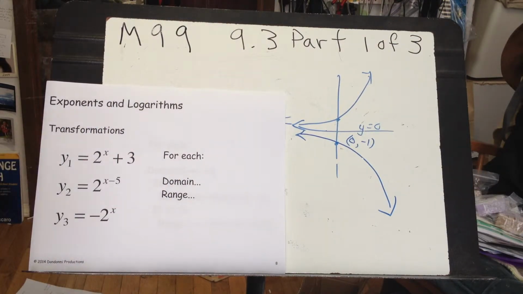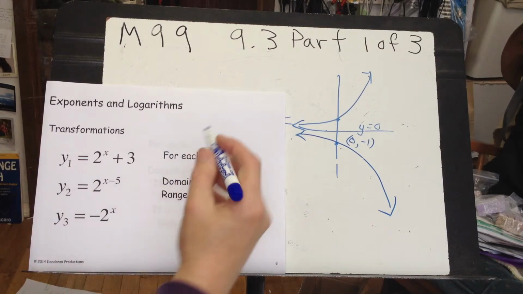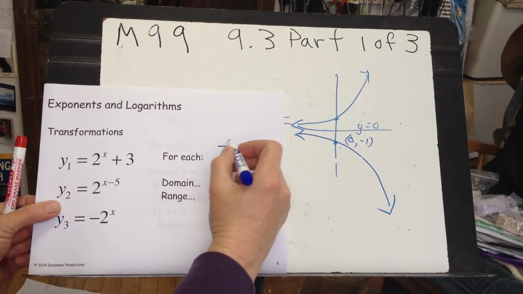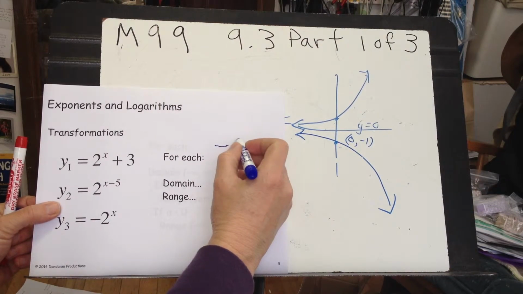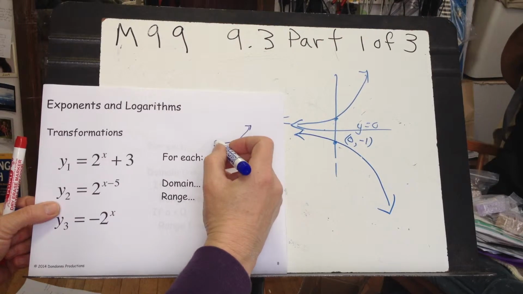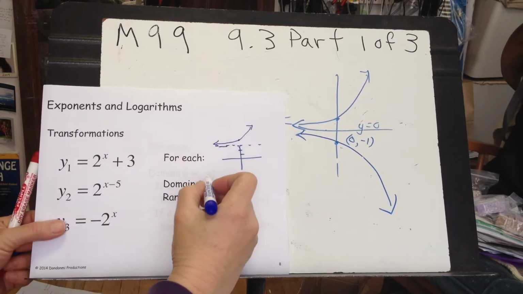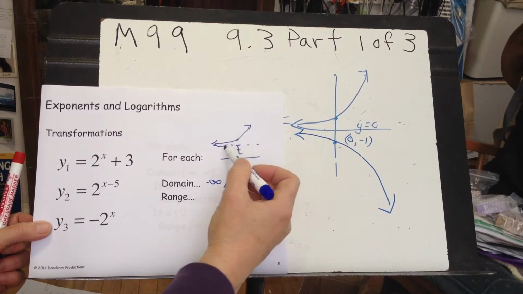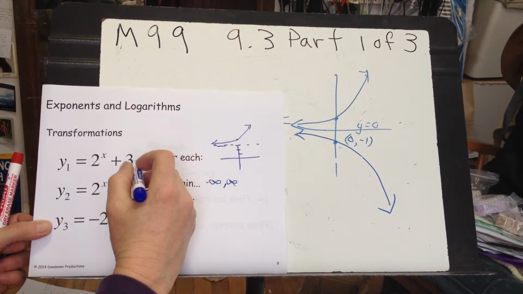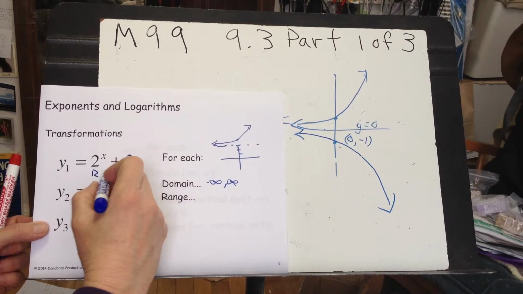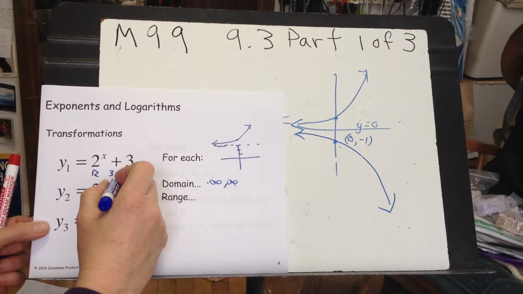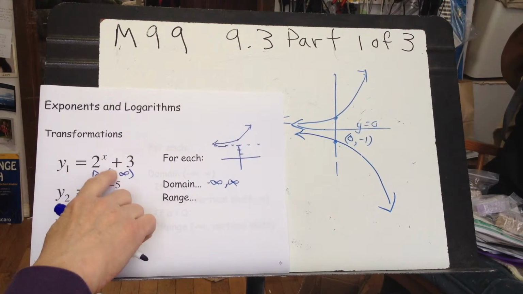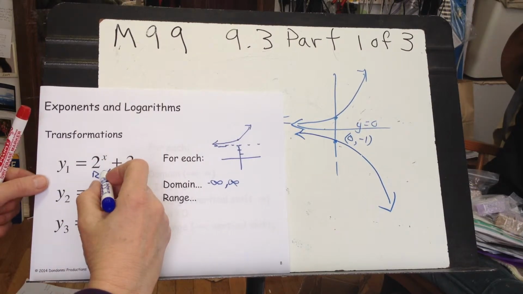Now, let's talk about domain and range for this one. This one was shifted up 3, remember? So I'm going to sketch it here, up 3, and that was the asymptote. Now, domain for all of these is going to be -infinity to infinity. The range in this one, the lowest it can go is 3, up to infinity, because it will never touch that line y equals 3. So the range on that one is that.